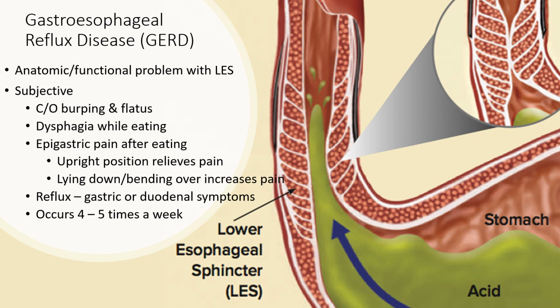They may also have reflux that again occurs more frequently while lying down or bending over, and it can be gastric or duodenal contents, not symptoms. I apologize for that typo there. And these symptoms occur 4 or 5 times a week. The symptoms also tend to occur with certain types of foods, like spicy foods or high-fat foods, or with overeating.